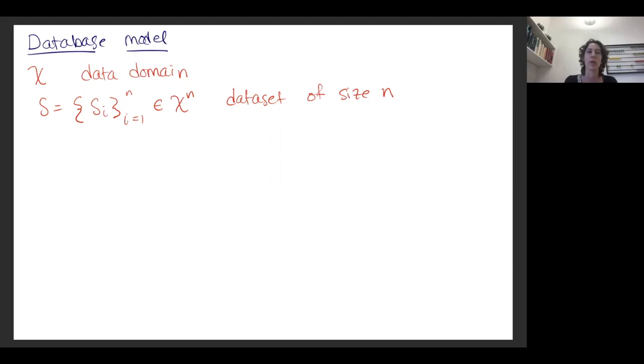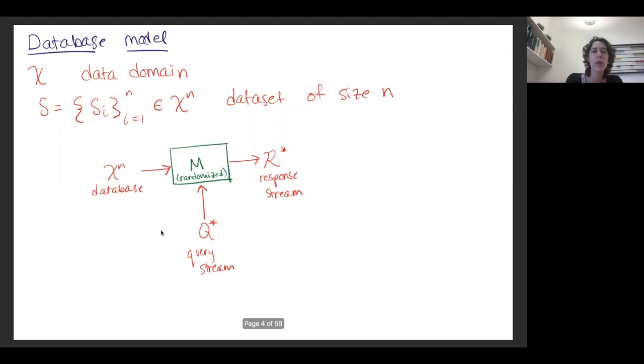And we might be worried about people's privacy in settings like this, because what we're going to want to do is take a database like this, a collection of people's data, and answer some sequence of queries on the data. And formally, we're going to model this interaction as having some mechanism M, and that mechanism M has access to a database, and that mechanism M is going to be fed queries, and it's going to return responses to those queries.